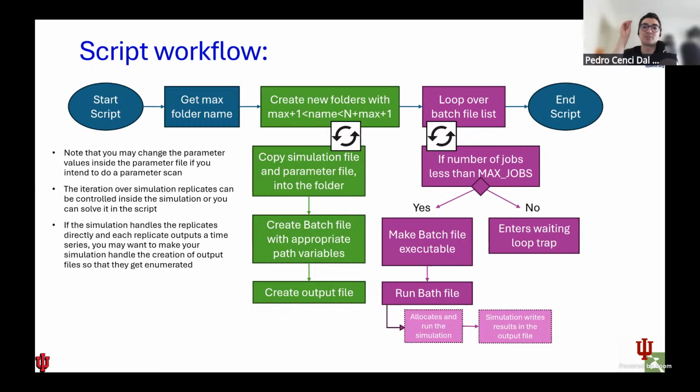So we have to keep track of this max jobs number. In the case of Big Red 200, this number is 10,000. In your cluster, it might be different. So you have to talk to your administration or read the documentation of your cluster to know exactly what the maximum number of jobs you can submit is.